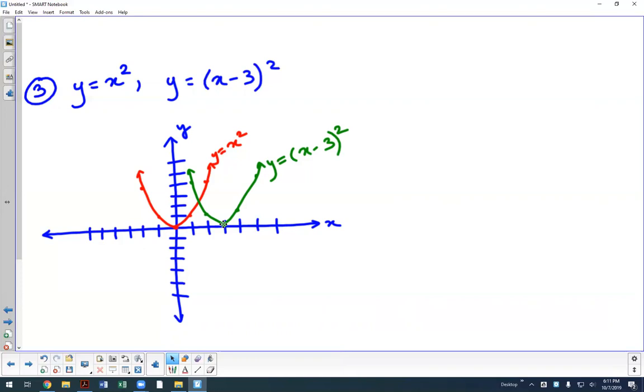So this is kind of what I was talking about. So here, the H value itself is actually positive 3. And since it's positive 3, that's the reason why our graph moves to the right. So whenever you see a minus sign with that X, that means the number itself is positive. The graph is going to move to the right.